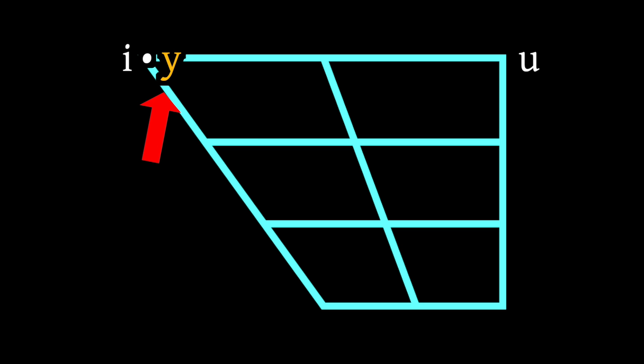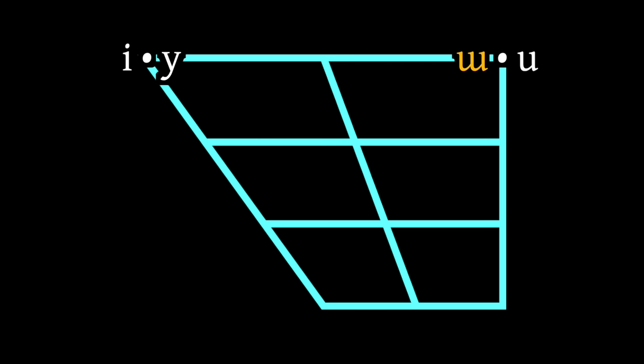Let's see the back axis. We have the U. U is a high, back, rounded vowel. Does there exist a high, back, unrounded vowel? Yes, there does. And instead of oo, we unround the lips and we get oo, oo. Not easy for me to make. This is sometimes how the u vowel of Japanese is described, like in kuki, which means air.